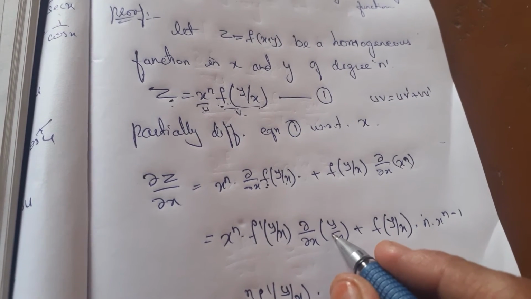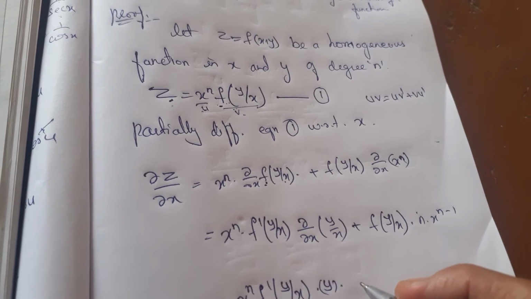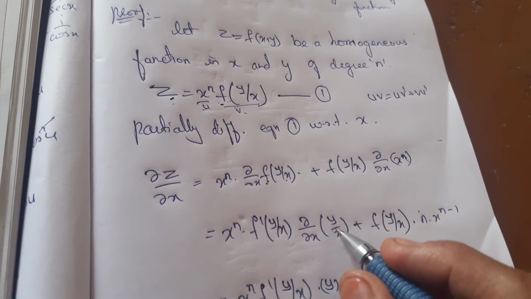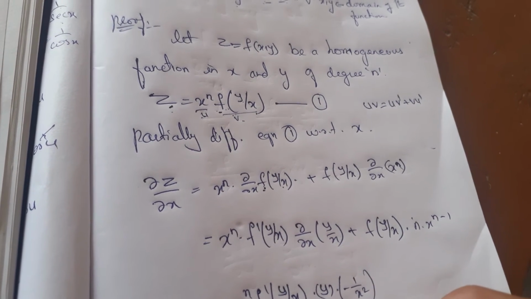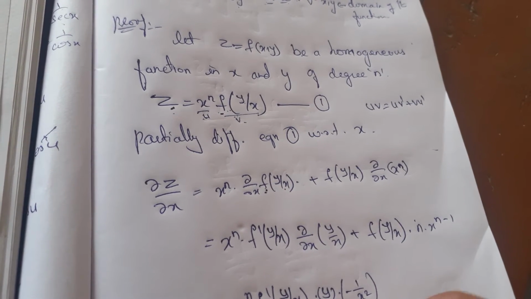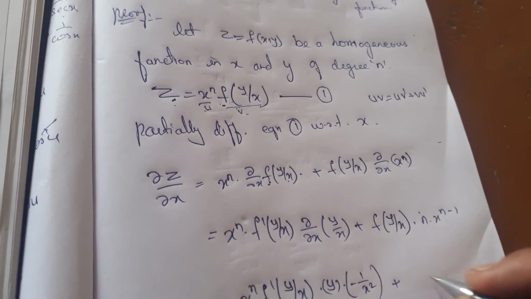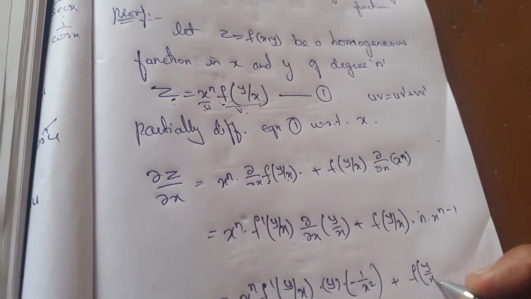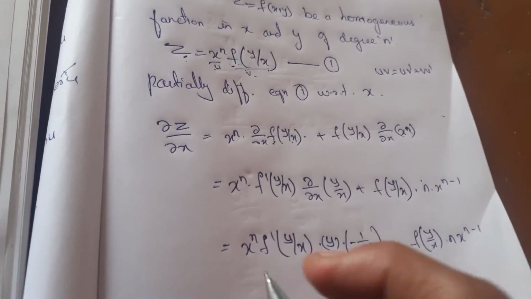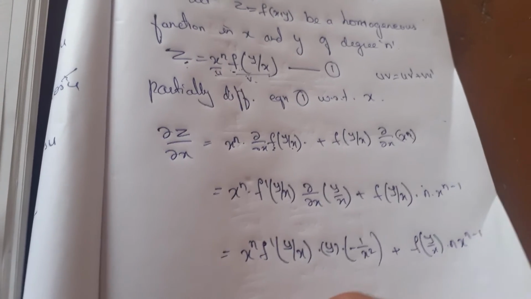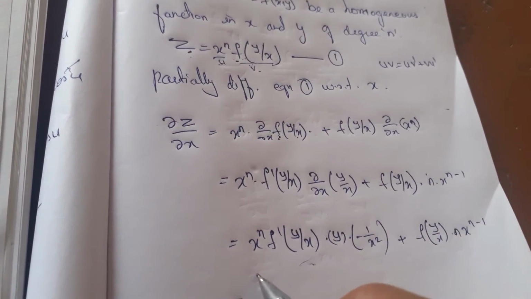We are differentiating with respect to x, so y becomes constant. The differentiation of 1 by x becomes minus 1 by x square. So we get minus 1 by x square for the differentiation of 1 by x, plus f of y by x into n x power n minus 1 as it is. So children, look at here. What we are getting here is a negative term.